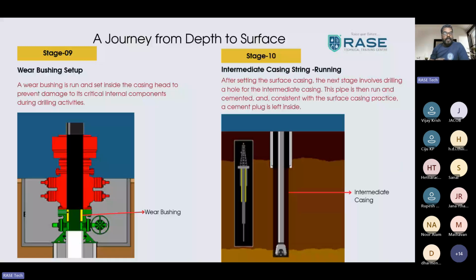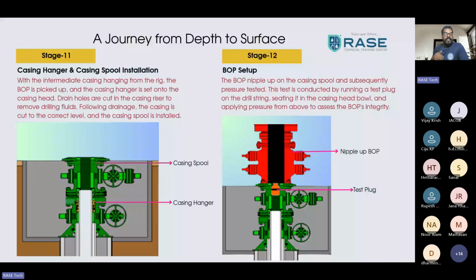So stage number 11, casing hanger and casing spool installation. After the intermediate casing, it is hanging from the rig. So you ran the intermediate casing, and there is no support. So what will you do? There is isolation already deployed by your cement plug, so there is no flow back, but you have to hang the intermediate casing from the rig rotary table or rig platform.